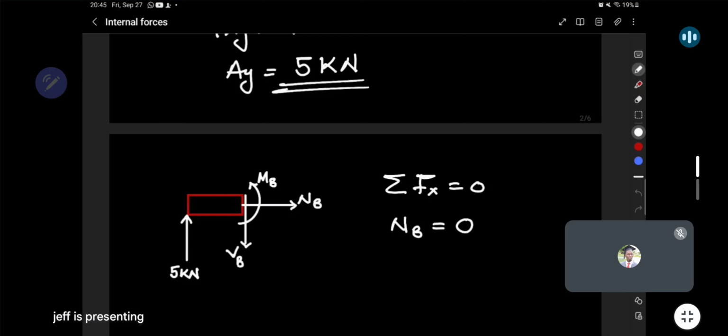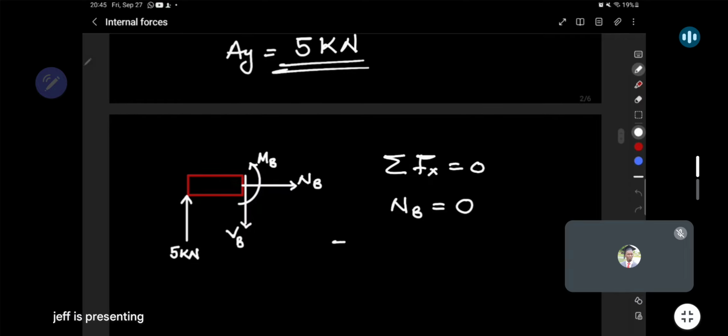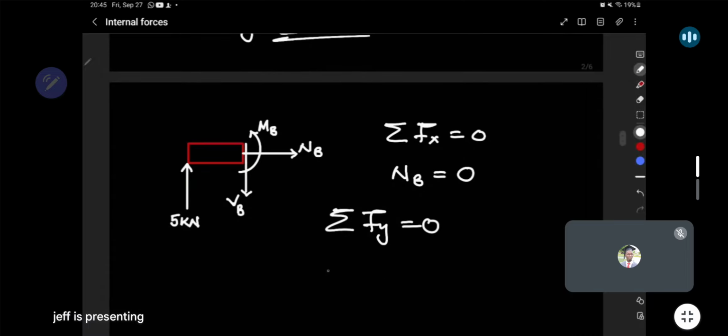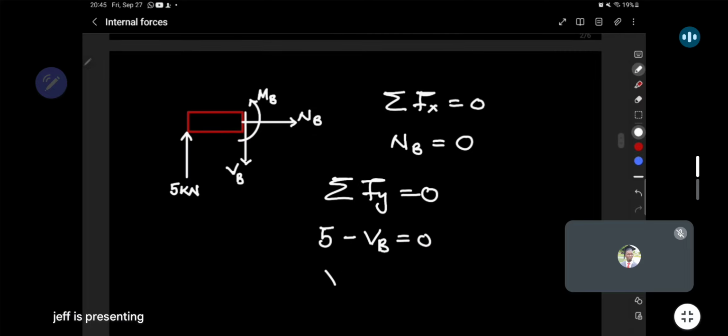Okay, so having found that the normal force here is going to be 0, we now want to find the other force present, which is the shear force. The shear force is in the vertical axis, so sum of forces in the y equate to 0 as well. The 5 kilo is going upwards, that will be positive. The shear force is going downwards, so that will be negative. This is equals to 0. So here we see that the shear force will actually have to be equals to 5 kilonewtons. So shear force has come out as well, 5 kilonewtons.